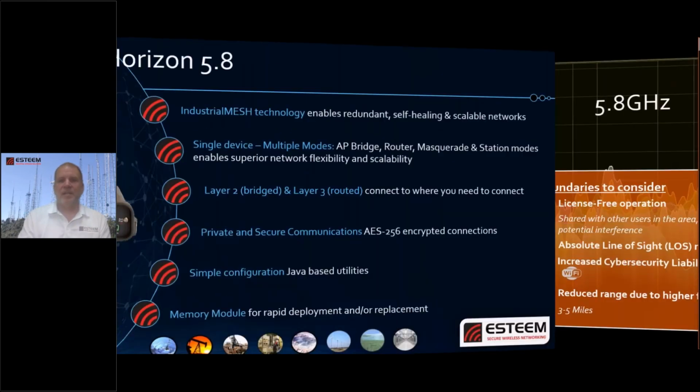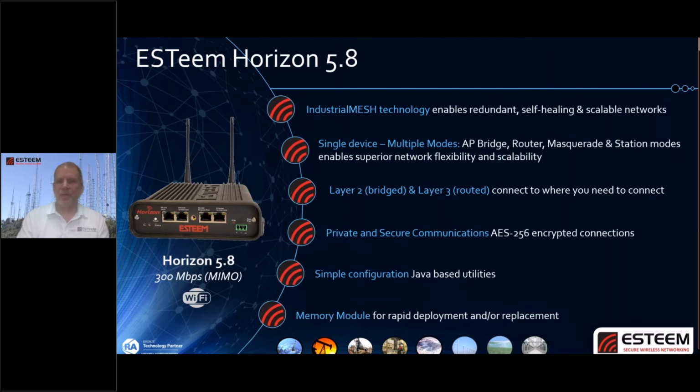So we start looking at it. This is where we have our Horizon 5.8. Again, we get that same industrial mesh technology, a single device with multiple modes, layer 2 and layer 3 networks that we can support. AES-256 encryption, same simple configuration options, and the same memory module for rapid replacement or rapid deployment. Probably the big difference you see is that within that MIMO technology, we can now get up to 300 megabits per second.